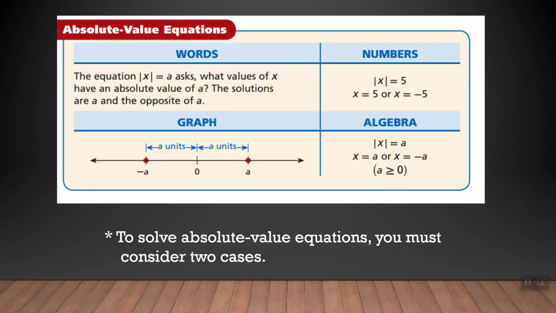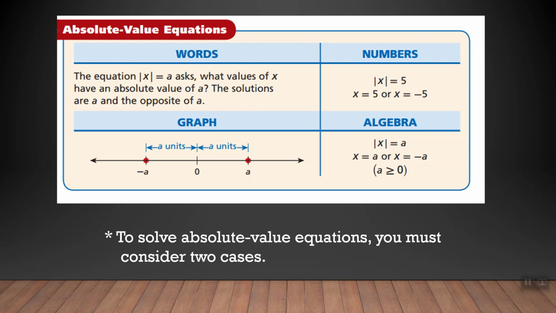Okay, so let's talk about an absolute value equation. When you have an equation that has an absolute value in it, it's basically asking what values will have an absolute value of a. And so when you see that equation there, the absolute value of x equals a, it's asking you what values of x have an absolute value of a. The solutions then would be a and the opposite of a, because you know that the absolute value of a positive or negative number then gives you that positive answer.